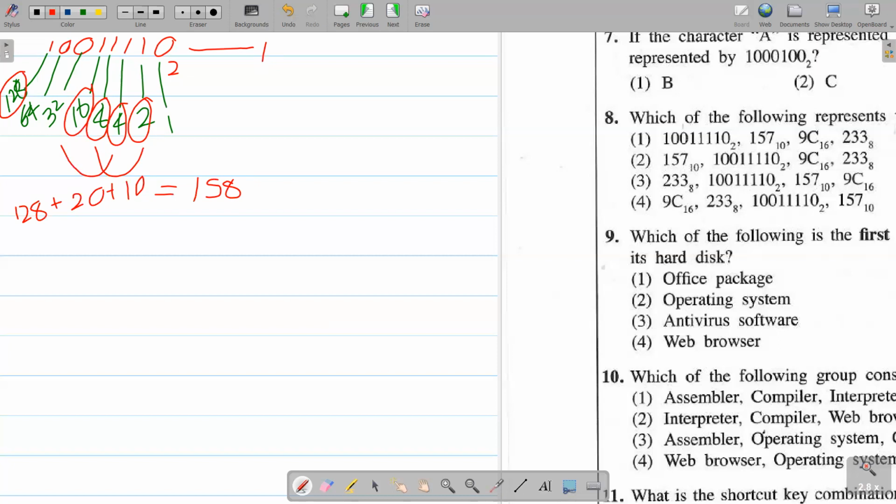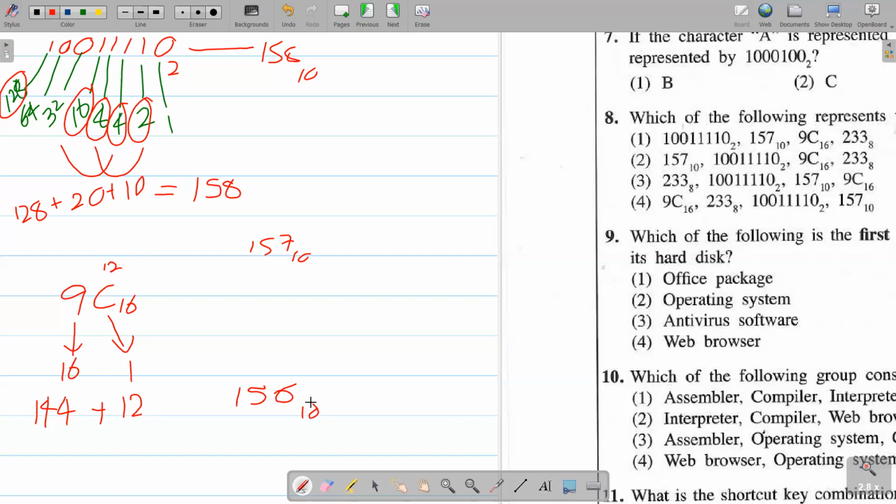So this is 158 in decimal. We have 157 in decimal, that's a decimal value. And we have 9C, that is in hexadecimal. So the place value is 16. 16 into 9 is 144, plus 12, 1 into 12 is 12. It is 156. Right? So now 3 figures are being maintained.